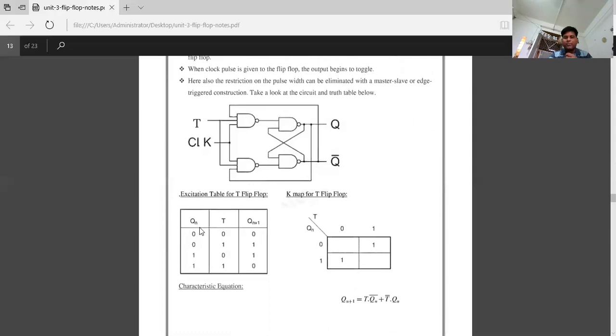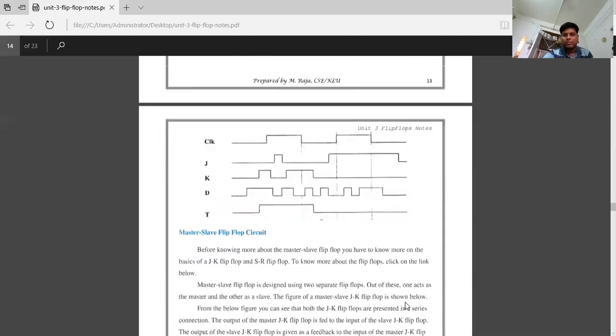The excitation table is there. Qn is the present state 0. If the T input is 0, then the next state is 0. When 1, it toggles to 1. When the present state is 1 and T is 0, it stays 1. When 1, it goes to 0. And solving the K-map gives T Q dash plus T dash Qn for the next state.